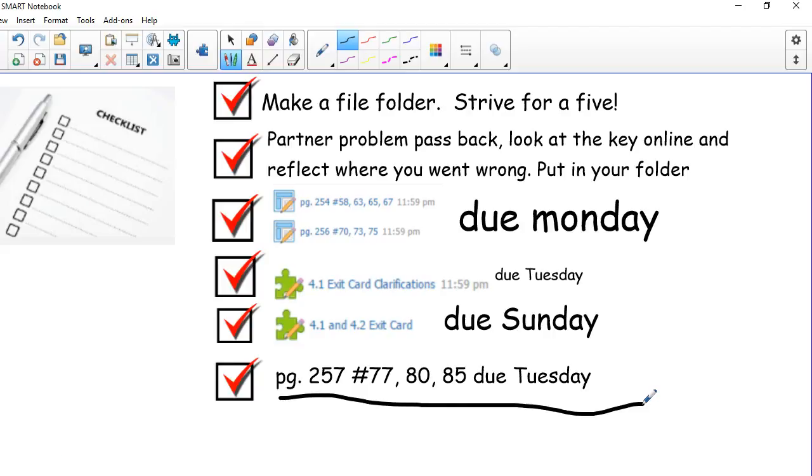Please, like I said in the update, make the 4.1 and 4.2 exit card your priority. Get that done. That will determine how much of a workday we get. If people are really confused, I'll clarify. If people are getting it, we'll have a workday.